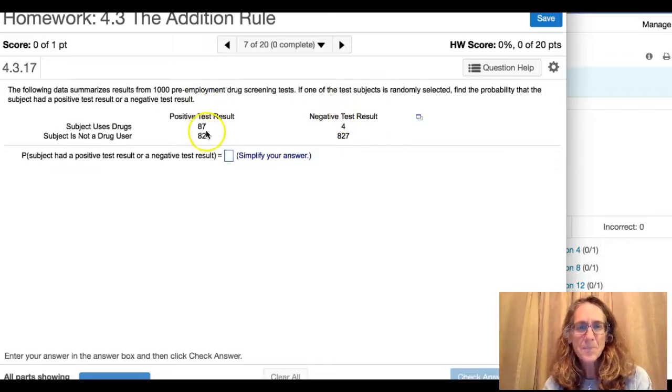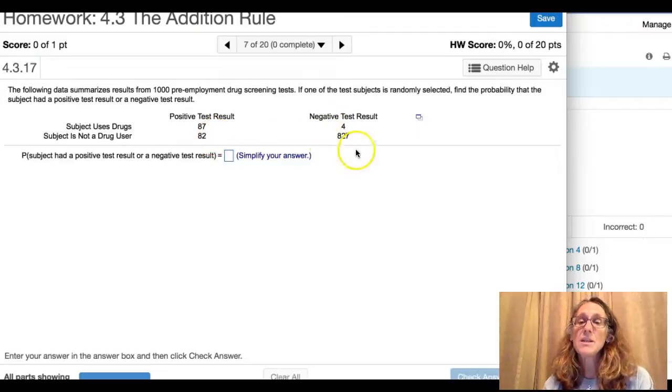So we have 87 drug users that got a positive test result. That was an accurate test. And then 4 drug users that got a negative test. That's called a false negative. And then we've got 82 non-drug users that got a positive test result. So those poor people got a false positive and are going to have to be retested to clear the fact that they don't use drugs.